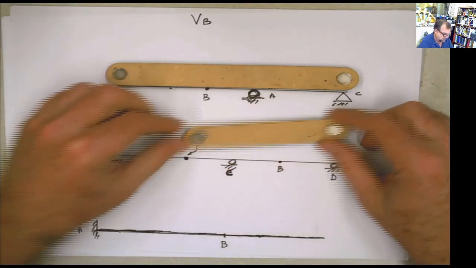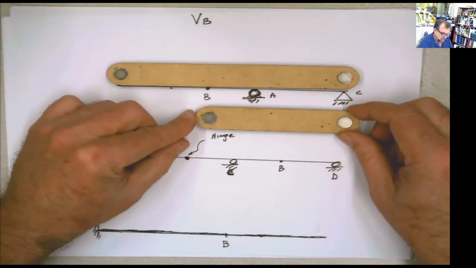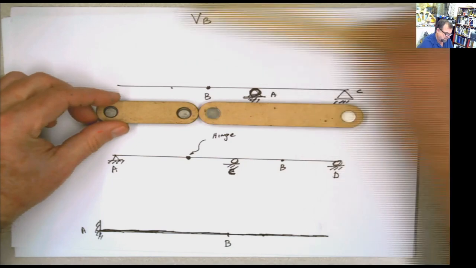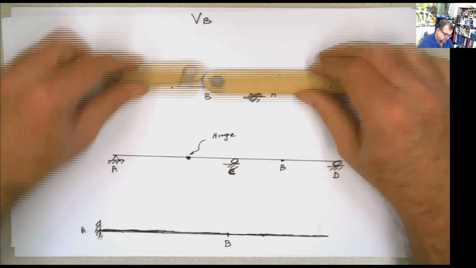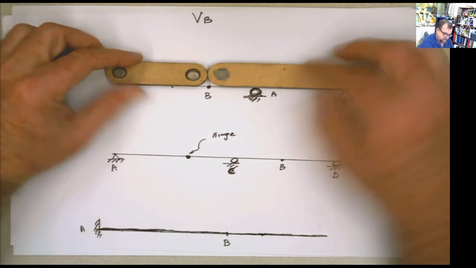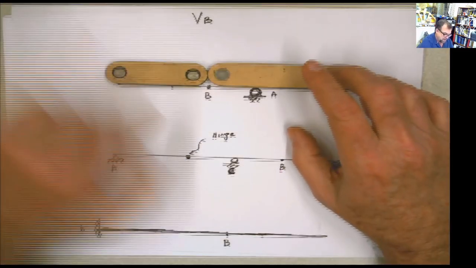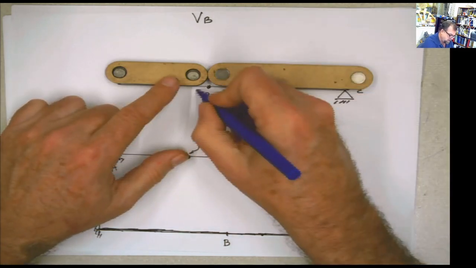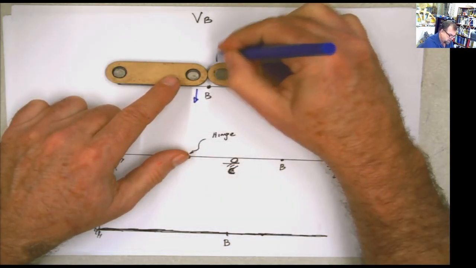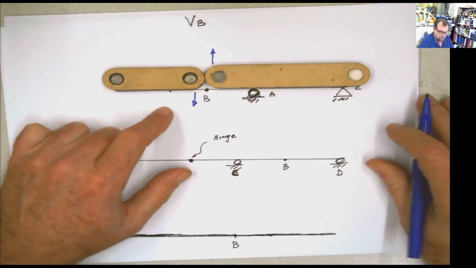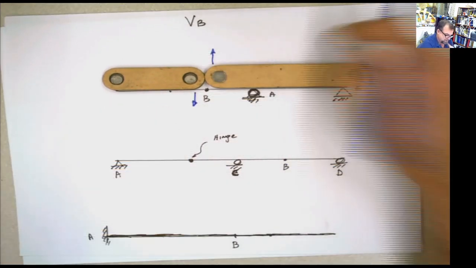Let me see. I can just get that and separate the two parts at B. It's not a hinge. I just separate them at B, like that, and I keep everything else the same. Then I'm going to apply the convention for the shear. This part goes up and this part goes down. Now, let's start with the right part.